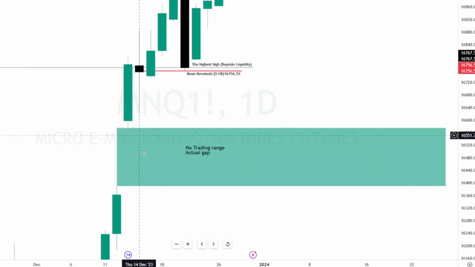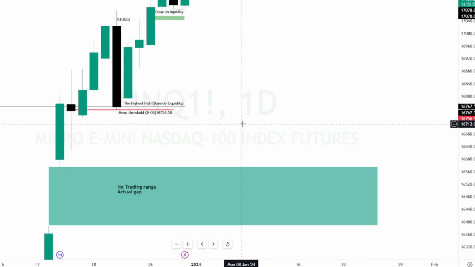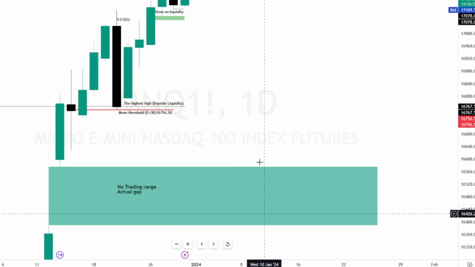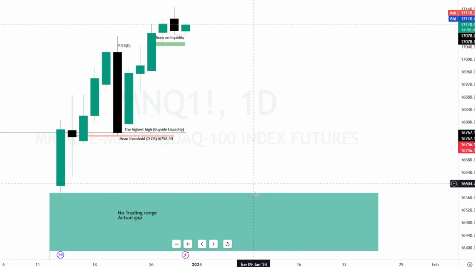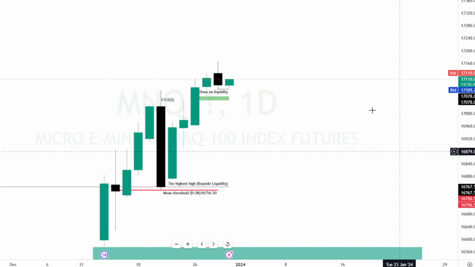Plus, we have the gap where the market did not trade, and we know the market makers don't like to leave price like this. Price has to come in balance. So this is your long-term bias. Let's move into 1 hour.